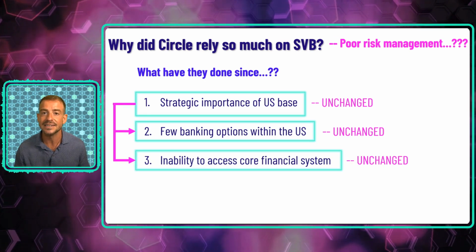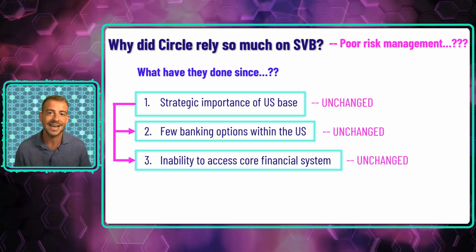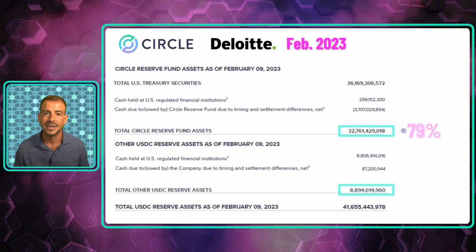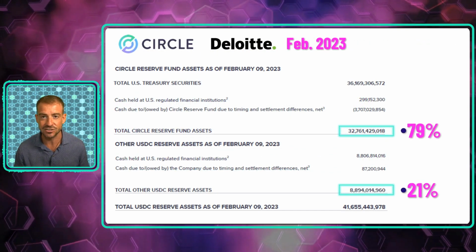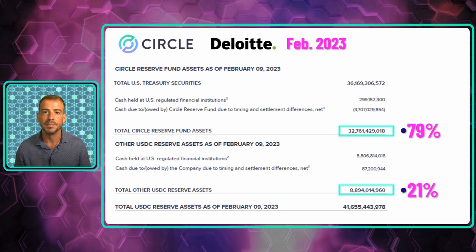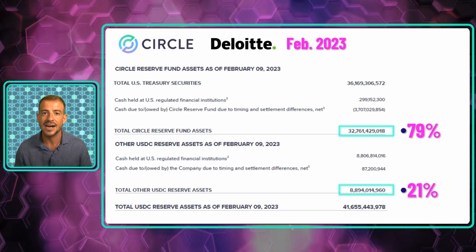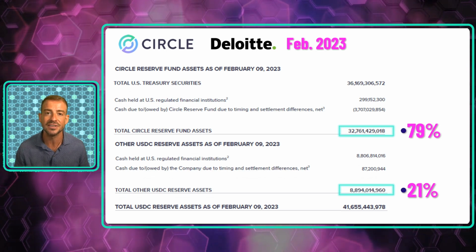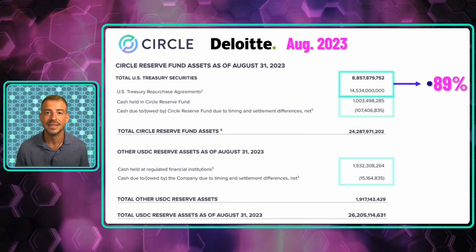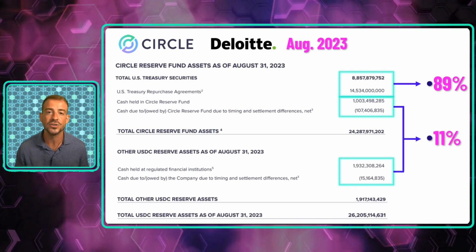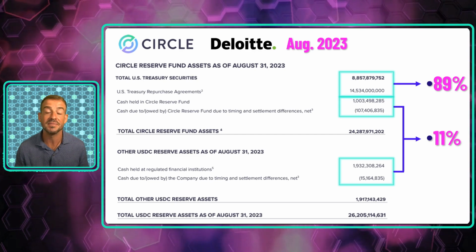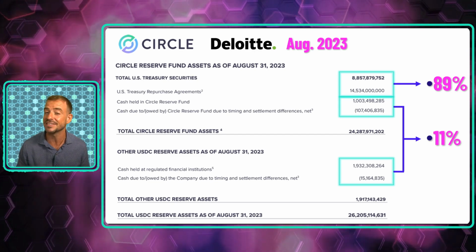And a look at the data supports this inference that these constraints are still limiting what Circle can do. Let's begin by bringing back the attestation. Before SVB, we see a clear 80-20 split between treasuries and cash holdings that they had been highlighting in their communications. Their most recent attestations now show a 90-10 split. Perhaps some of this is due to them pivoting to take advantage of the higher interest environment, or perhaps them downsizing their cash because there's not enough places to keep it.